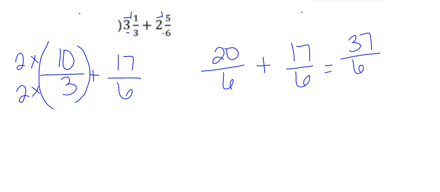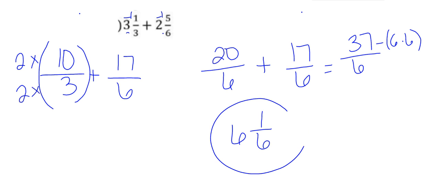Then I say, how many times does 6 go into 37? It goes in 6 times. So I'm going to take 37 and subtract 6 times 6. 6 times 6 is 36. 37 minus 36 is 1. So I have 1 over 6.